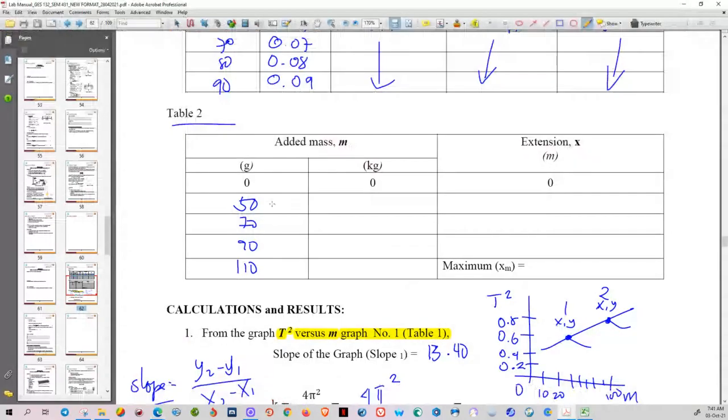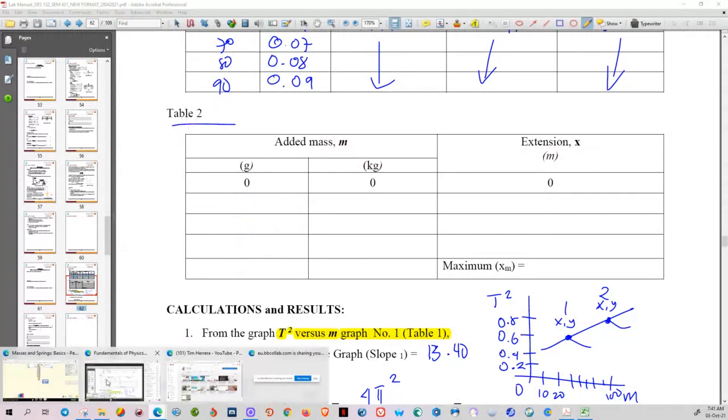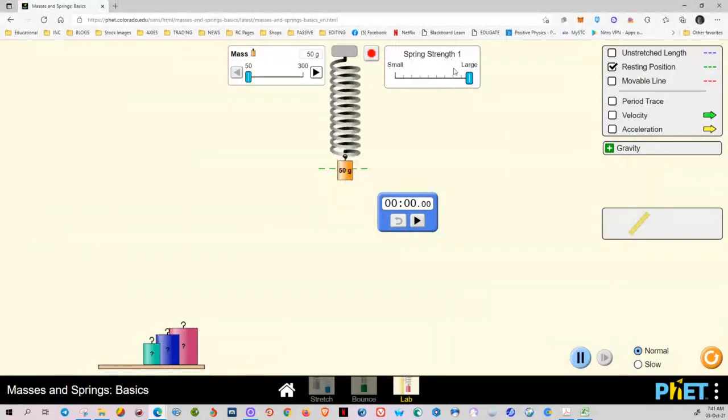One thing that you should not change when you're choosing the masses, it's okay. But one thing you should not change in the simulation is the strength of the spring. Between table 1 and table 2, the strength of the spring must remain the same. It must be exactly the same. So in table 1, if you use a small, in table 2 you have to use a small also. Okay? Do not change this part here.